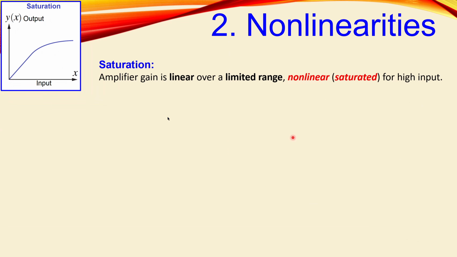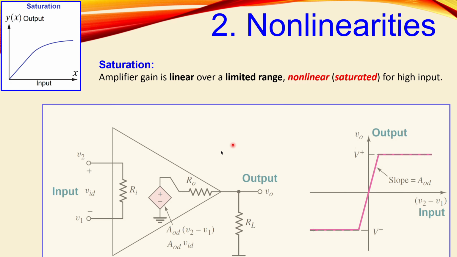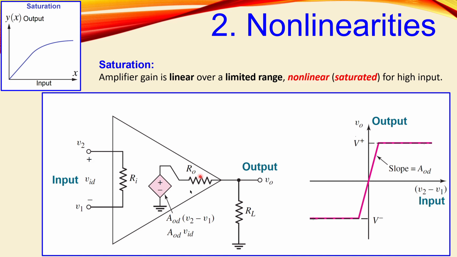Now let's discuss saturation with an example. Amplifier gain is linear over a limited range, but it is saturated for high inputs. This is one of the examples. We have this operational amplifier, and its model, a very simple model by the way. It has an input impedance, a voltage controlled voltage source, and an output resistance. If I apply some input, it will generate an output due to the mechanism of this amplifier model.